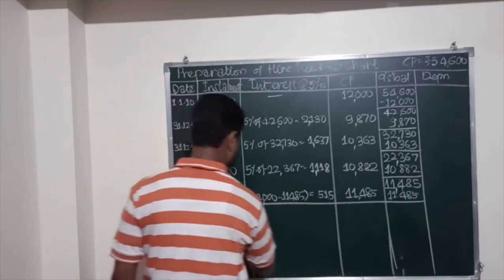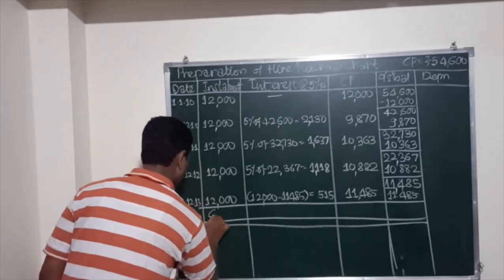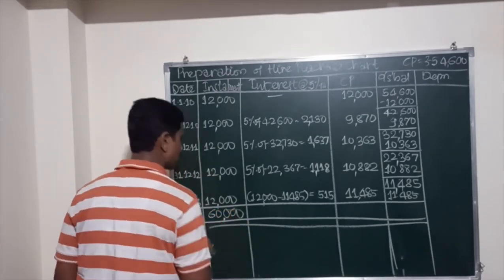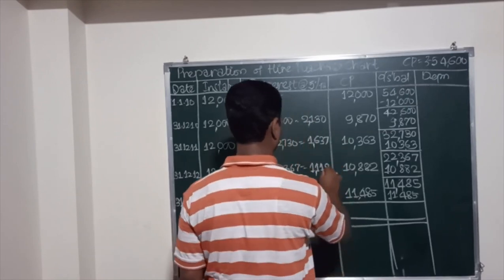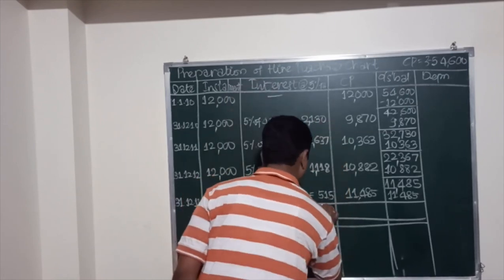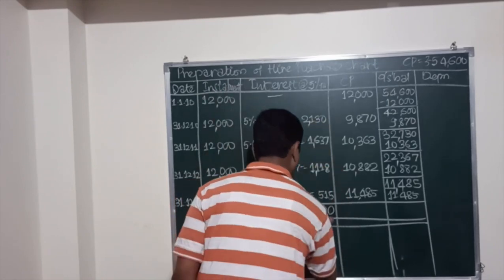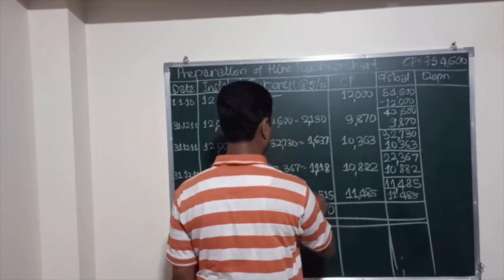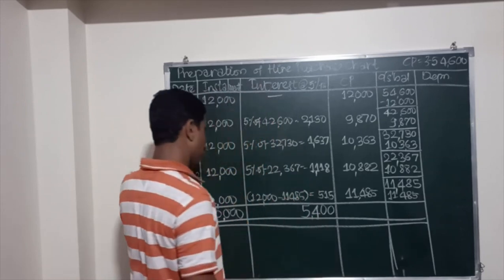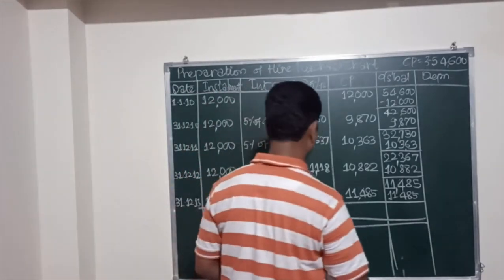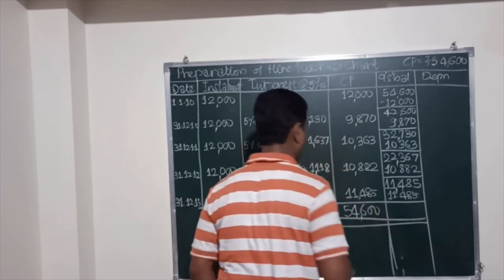So now let's take the total of this here. So here it is 60,000. So now let's take the total. 7 plus 8 is 15, plus 5 is 20, carry 2. The interest total comes to 5,400. So now 60,000 minus 5,400, you will get 54,600.